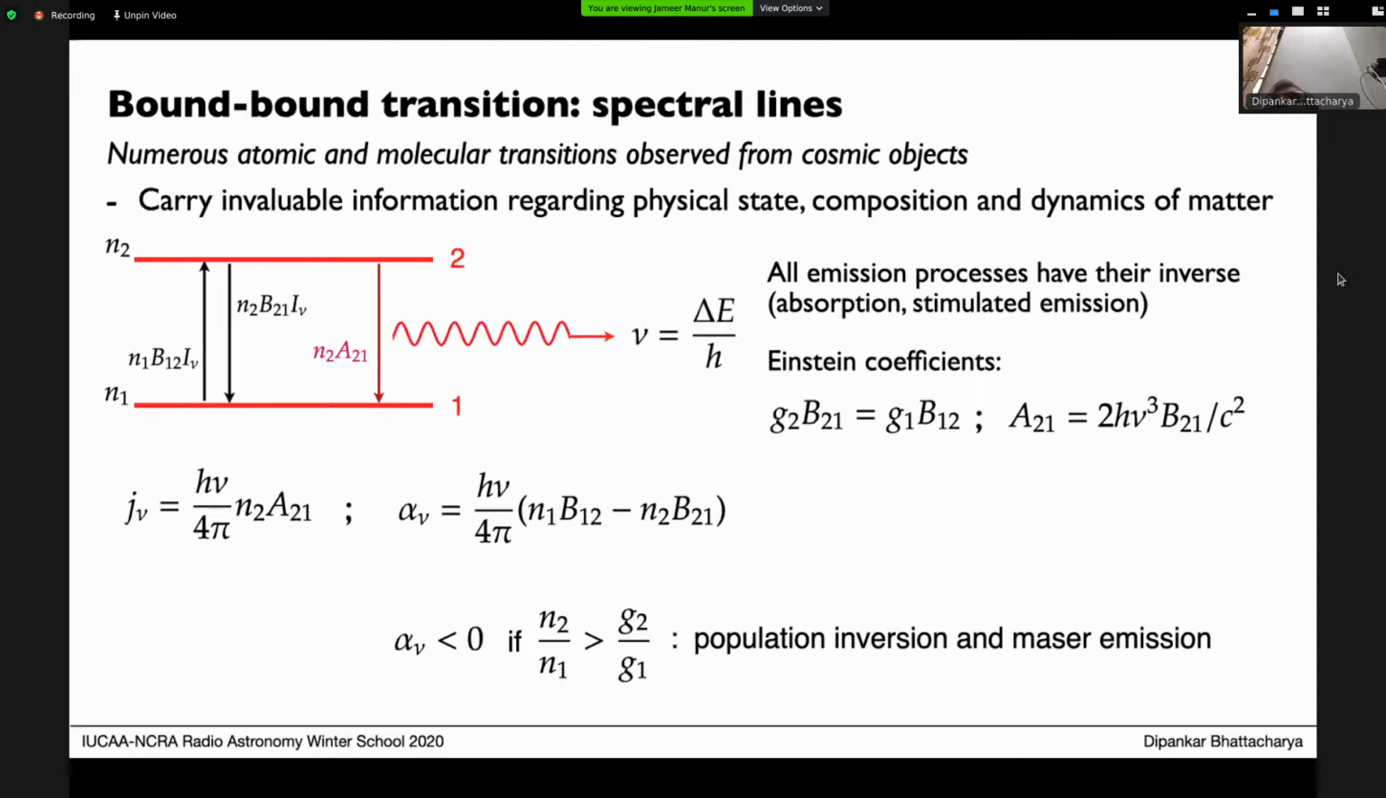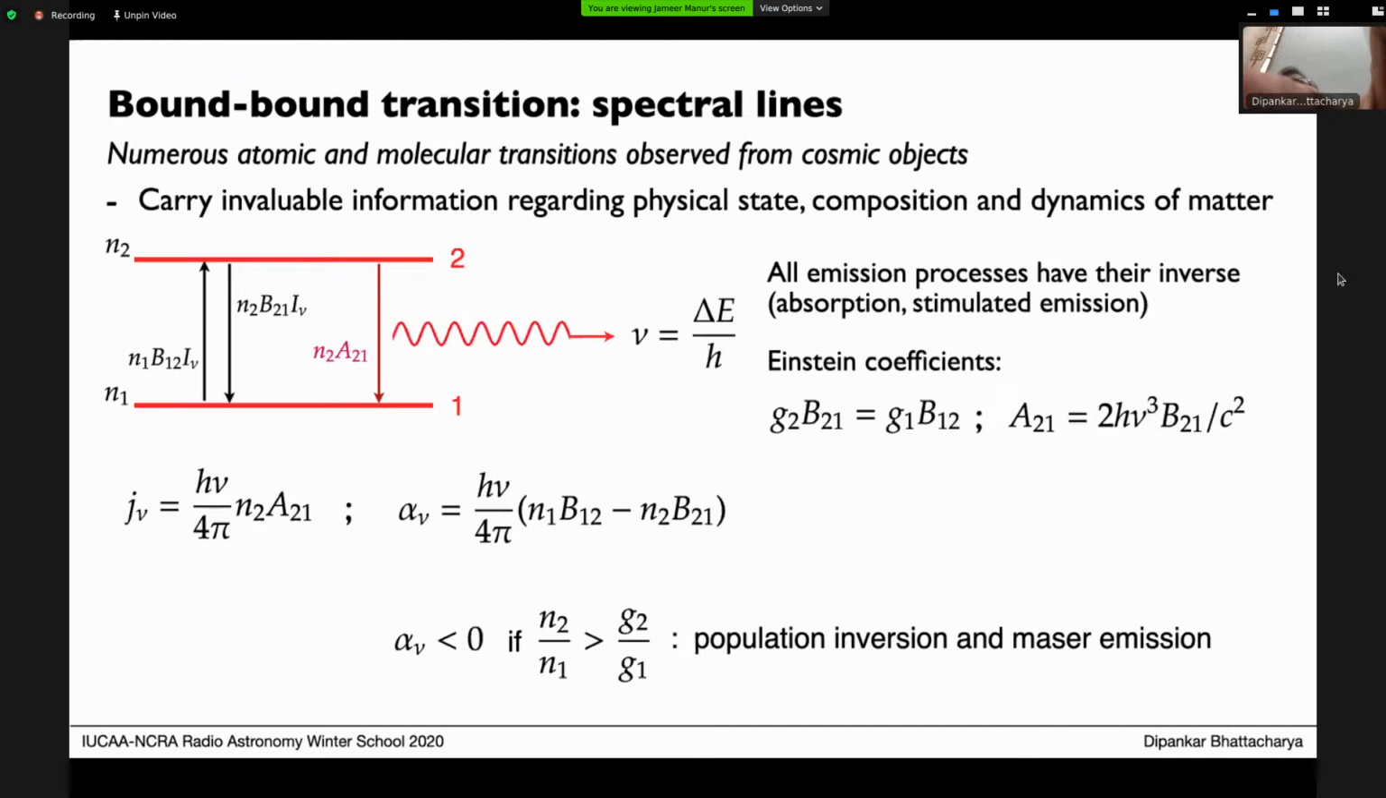Then there are processes which connect these two states, which are the following. If there is a photon of frequency equal to h nu, which is equal to the energy difference between these two states, then that incident photon could be absorbed, and that probability is given by an Einstein coefficient called B12, that is going from state 1 to state 2.